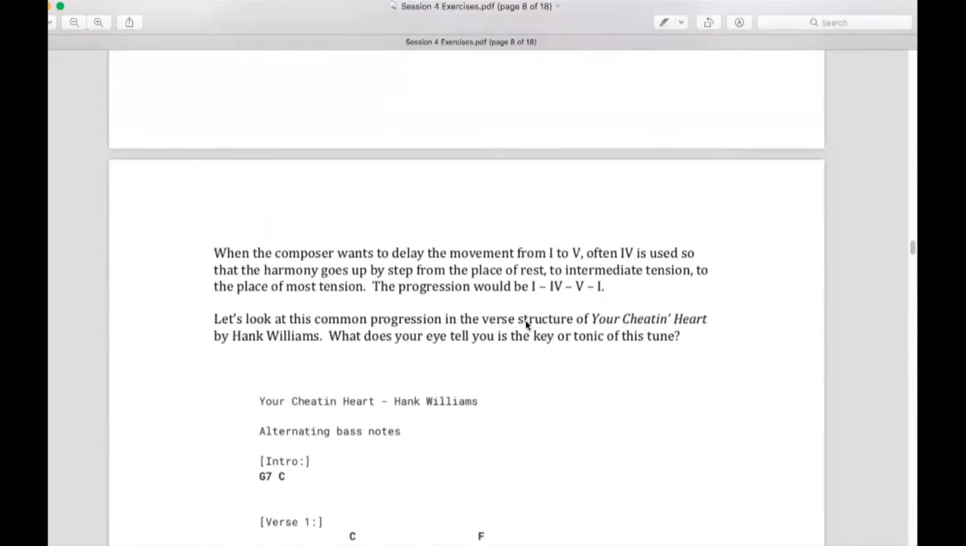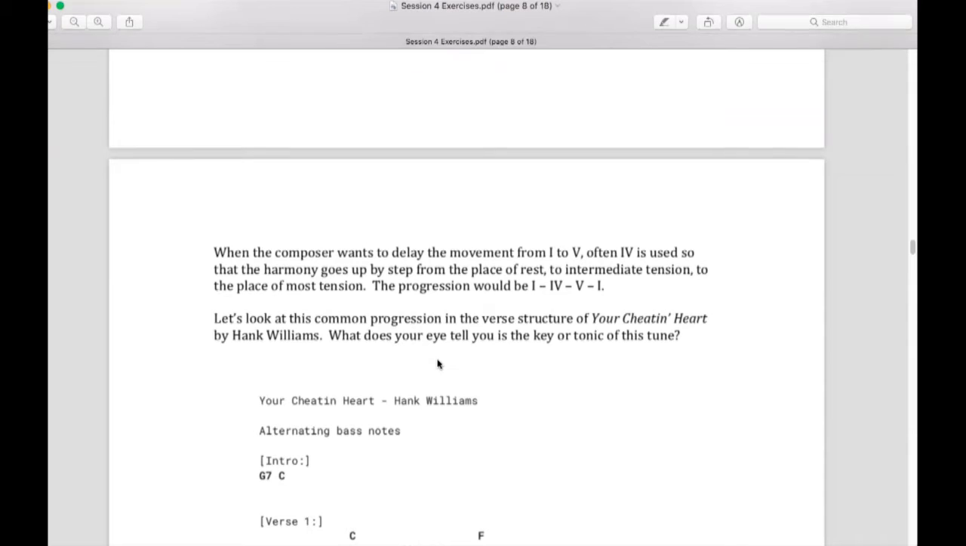Can we play that? So we get G, and then we play C, and then we get D7, and then we get G. Again, that would be 1, G, 4 is C, 5 is D, and 1 is G. Let's see how it went. Step up, higher, more tension, and then release.